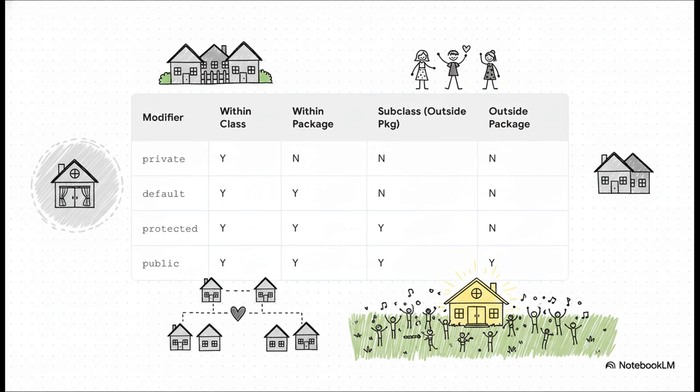Think of private as a secret inside your own house. Nobody outside that class can see it. If you don't specify anything, that's default, then your neighbors in the same package can see it. Protected is like for your extended family. Your own package can see it, and so can subclasses, even if they live in another neighborhood. And public? That's a block party. Anybody, from any package, anywhere, can come and use it.